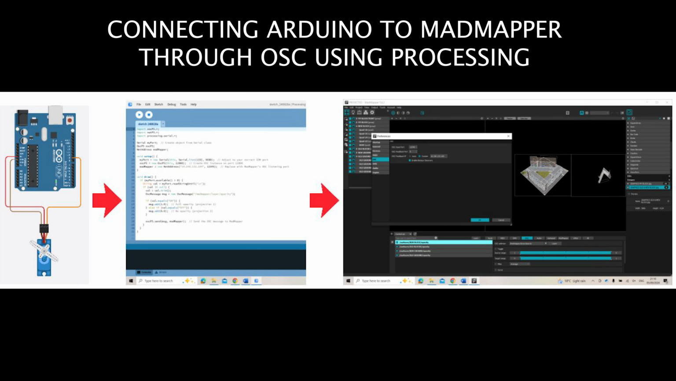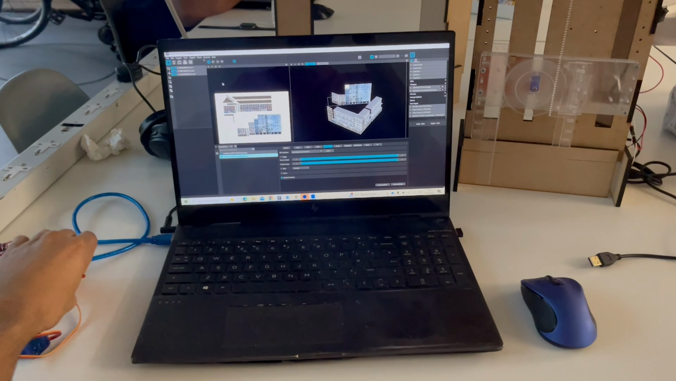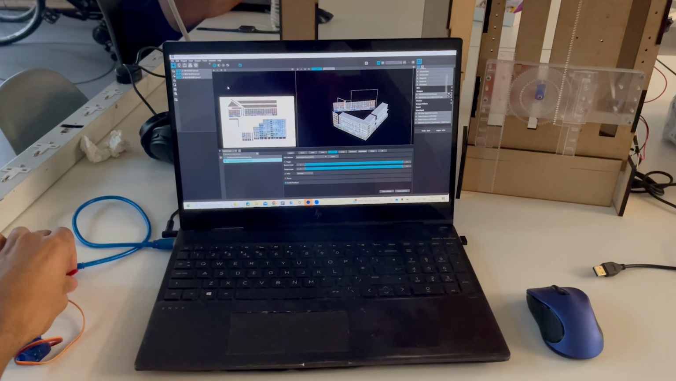Essentially, we had to repeat the process of connecting Arduino to the projections. However, this time, we used Processing as opposed to P5.js. And after some tinkering in the code, it worked.